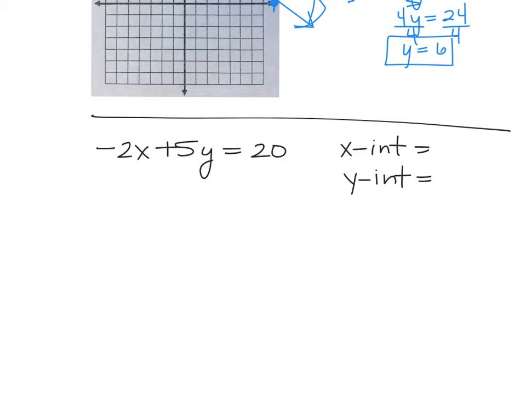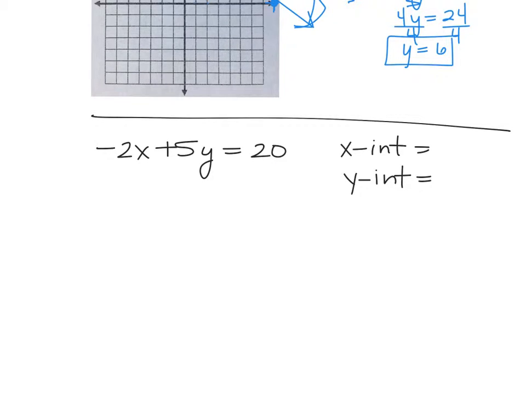So here's what we say. If I cover up this, my equation that I'm solving is 5y equals 20. If I cover up this, my equation is negative 2x equals 20. You solve those two equations and you'll get your two intercepts, right? Because if you multiply by 0, it goes away. Does that make sense?